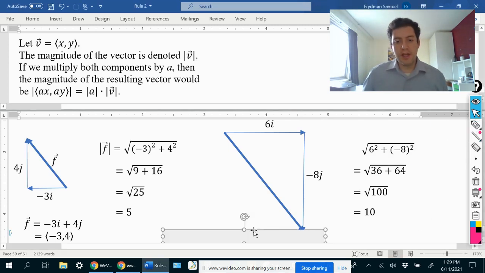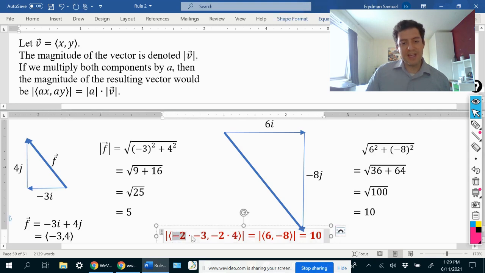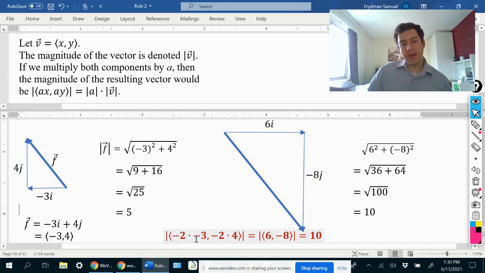All right, let's go ahead and sort of recap what we just did. So we had the original components negative 3 and 4. We multiplied both of those components by negative 2. Okay, so I want you to compare what I wrote over here to what was written over here. So in this example, our x was negative 3, our y was 4, our a was negative 2. Okay? So negative 2 times negative 3 is positive 6. Negative 2 times positive 4 is negative 8. So when we found the magnitude of the vector that had components 6, negative 8, we found that that magnitude was equal to 10. Okay, so this is just sort of a recap of what we just did.